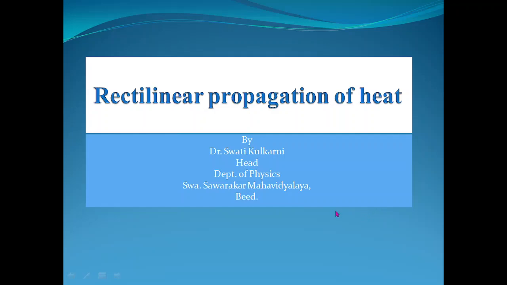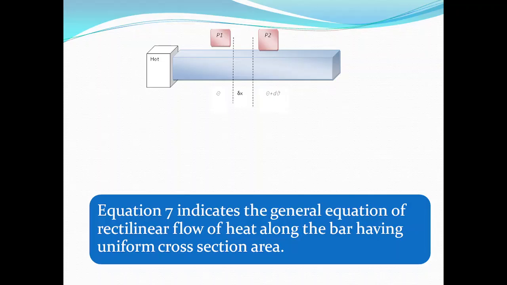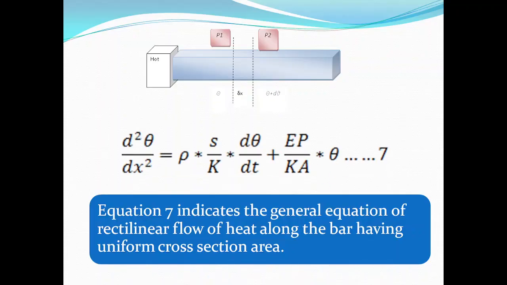Hello friends, in the last part, rectilinear propagation of heat, we have considered up to equation 7. That means we have obtained the general equation of heat flow when the heat is conducted from hot end to cold end. This is the situation we have considered.